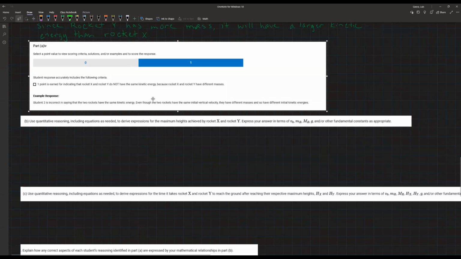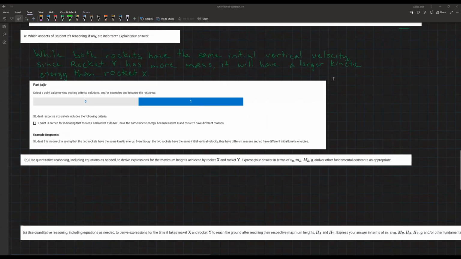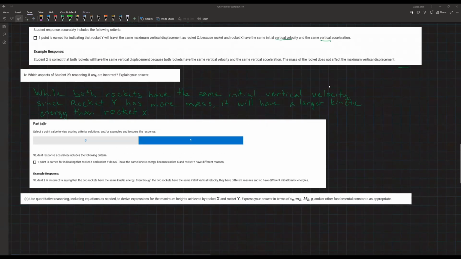All right. Use quantitative reasoning. What that means is that you can explain things by numbers. And so you're going to use the relations of variables to derive expressions for the maximum heights achieved by rocket X and rocket Y. And we're going to express our terms in our answer. Oh, you have to specify that it is initial kinetic energy. We probably should have a larger kinetic energy at the beginning.